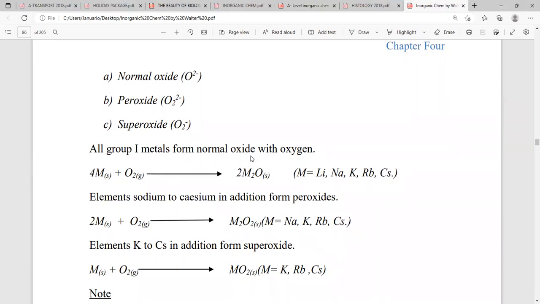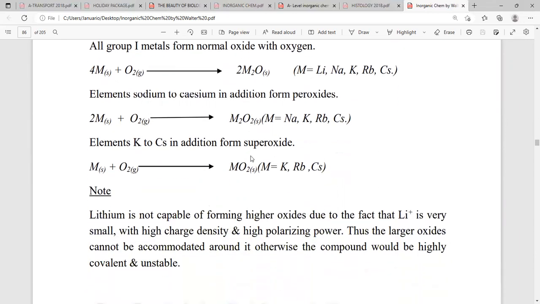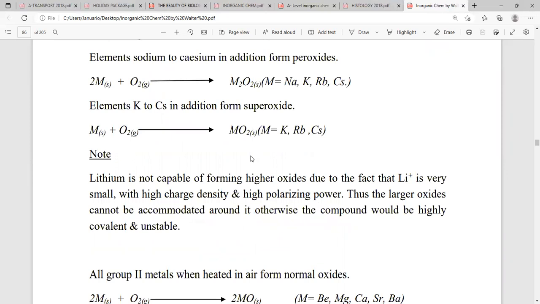But as you are coming from sodium to cesium, in addition, you form peroxides, as shown below. And from potassium to cesium, in addition to the normal oxides and peroxides, we form what we call the superoxides. So that means it is only potassium, rubidium, and cesium that form superoxides.